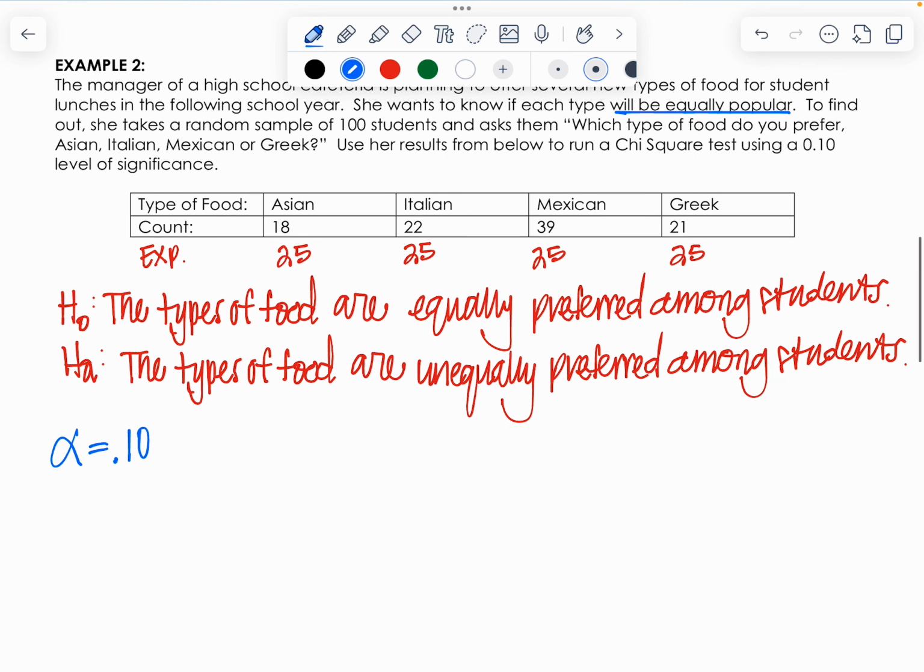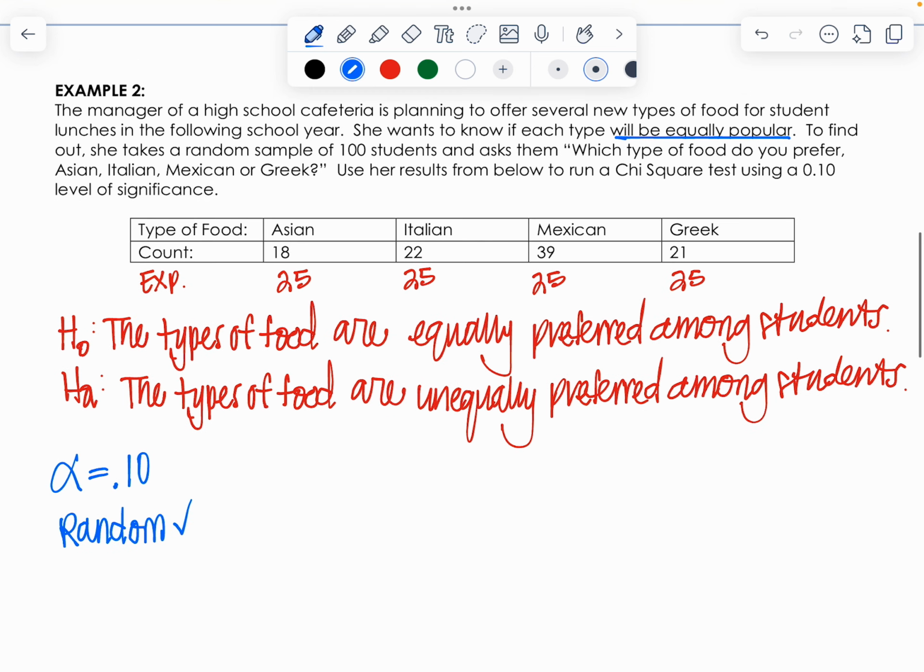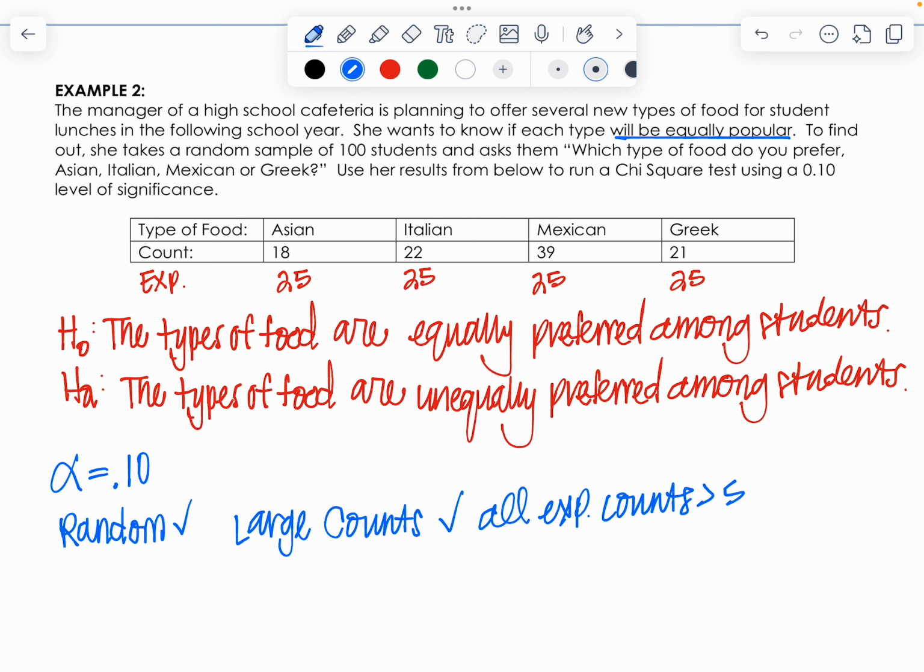All right, our level of significance alpha was 0.10. Our 3 conditions, this was a random sample, it says so. She took a random sample of 100. Large counts is satisfied because all expected counts are greater than or equal to 5. And then independent is our third one. It is checked off because 100 students, we don't know how large the school is, but we would guess it's a high school, so we would say it's less than 10% of all students.